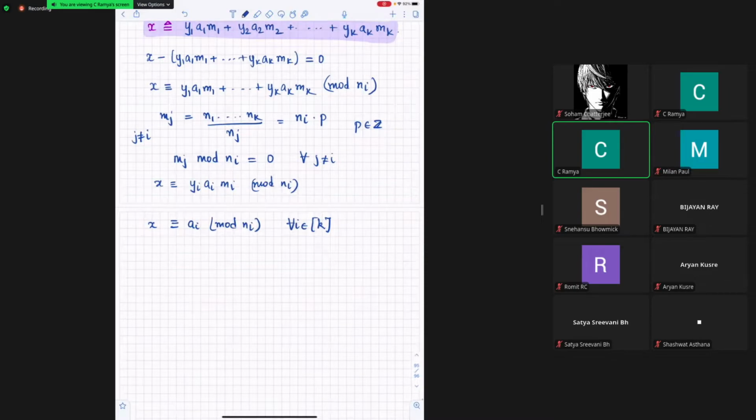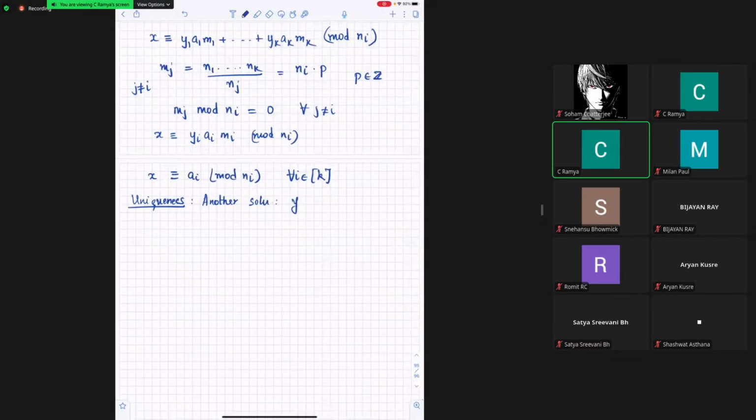So any other solution will be the same modulo capital N. Let's suppose there is another solution. Let us call that solution y. So that's also an integer solution. So what I know is x is congruent to ai mod ni for all i in 1 to k, and y is also congruent to ai mod ni for all i in 1 to k. Okay. So now what can I say from this? I want to say that x is congruent to y mod capital N. Is that true?